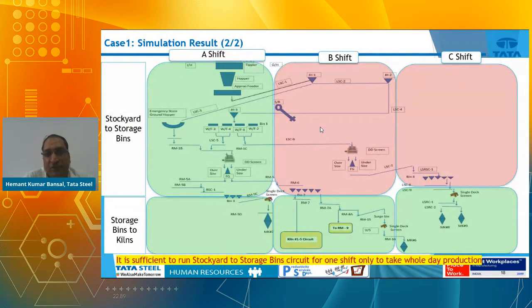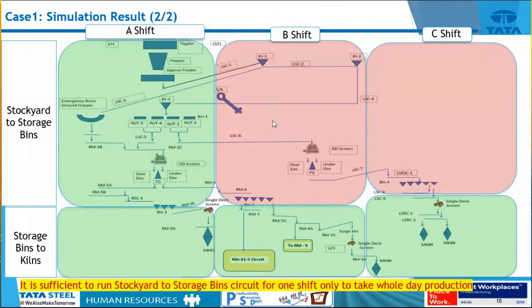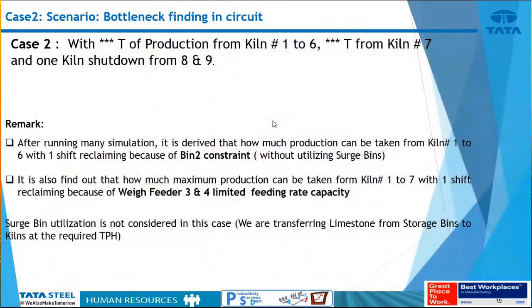Same thing is shown again. Here you can see the stock yard to storage bin circuit will be required to run only for 1 shift, which is A shift. For B and C shift, it can be turned off. Still, the whole production can continue with the current production rate. The storage bins to kiln circuit will run for 24 hours.